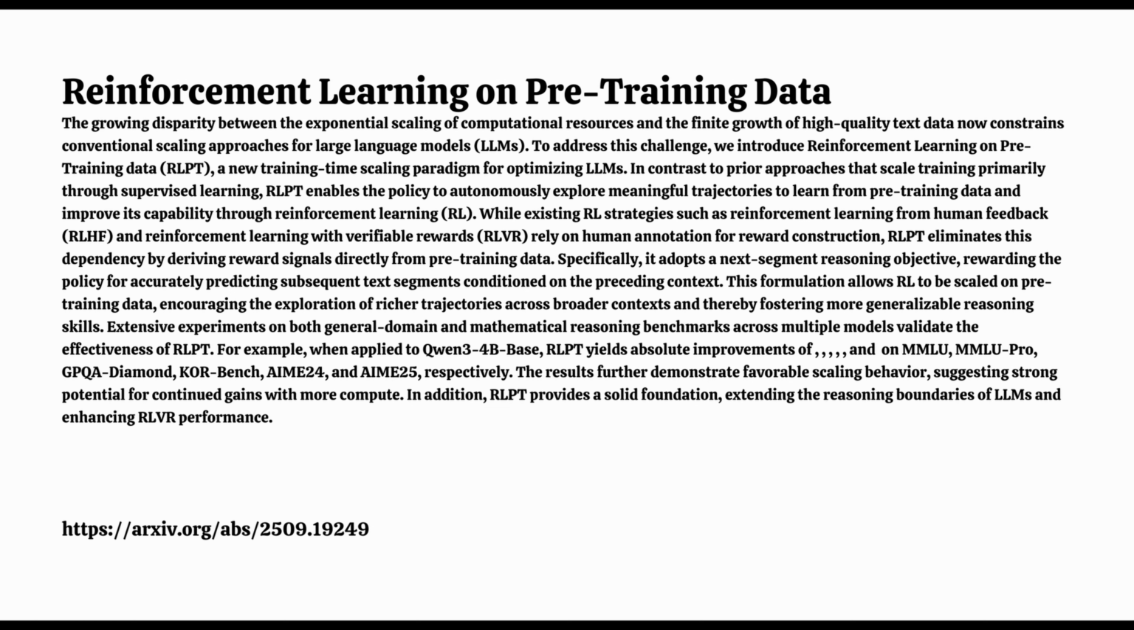Pass at 1 meaning it gets the right answer on the first try. Correct. And for AIME25, another set of challenging math problems, the improvement was 5.3 absolute points on pass at 1. These are really solid gains in a difficult domain.